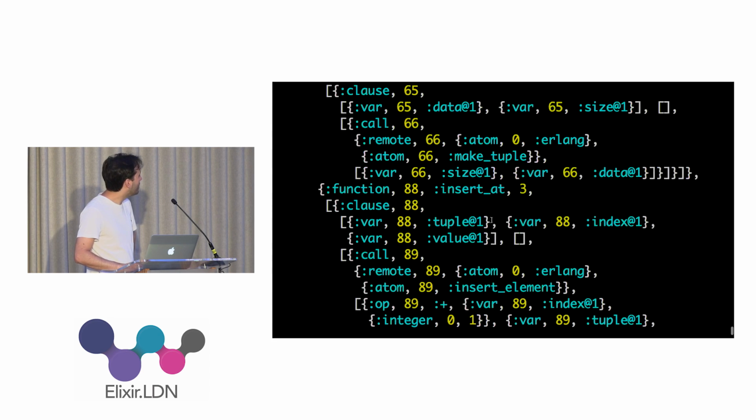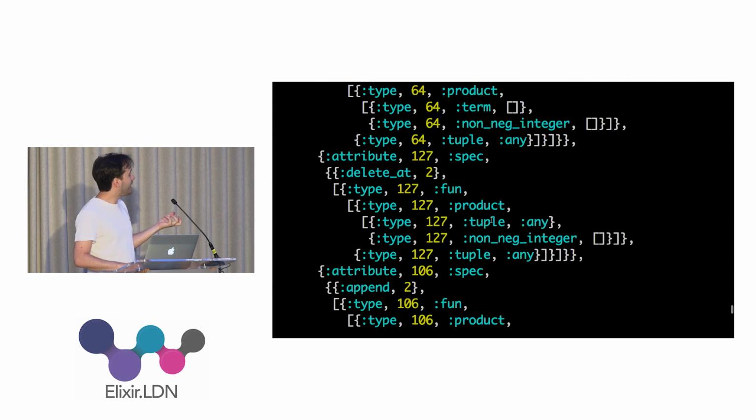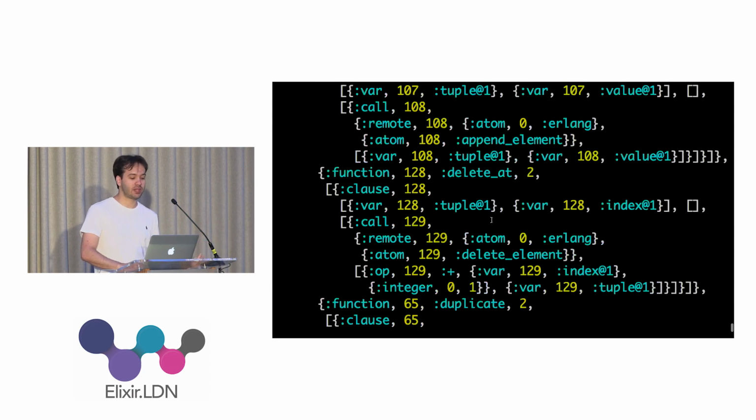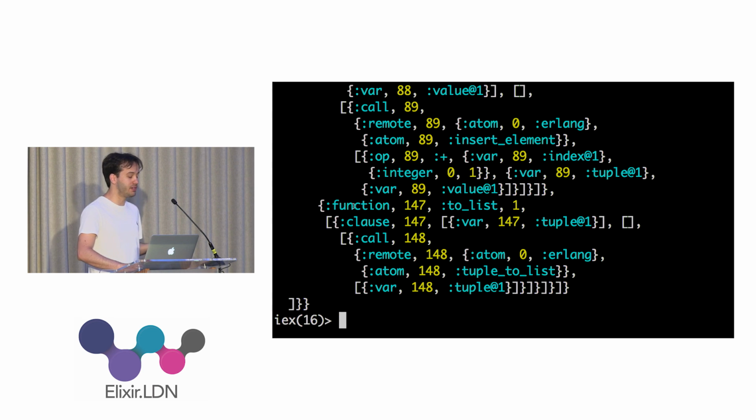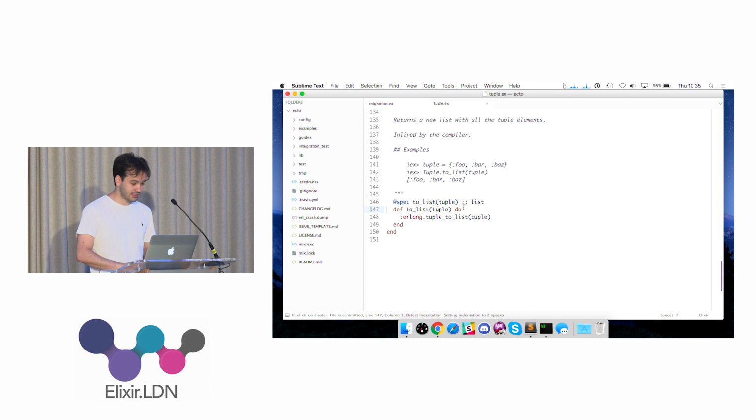And what we see here, all this big data structure, is our code represented in the Erlang AST, in the Erlang abstract format. For example, we can see that the Tuple module has a function named to_list that expects one argument, and this function has one clause that expects a variable, and this function is on line 147. One of the features that came with Elixir 1.5 is that we can say, I want to open the to_list function in the Tuple module. If you run this from IEx, it opens exactly there for you. So we can see the implementation of that function.